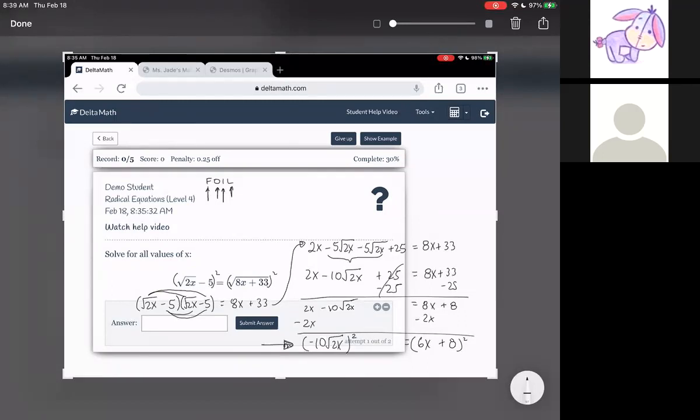So negative 10 square root of 2x squared will literally be, well, what is negative 10 squared? And then what is the square root of 2x squared? So that's kind of how I'm expanding that one out so that it'll hopefully break it into easier pieces for us. And then on the right side, we have 6x plus 8 multiplied by 6x plus 8. Okay, and so on the right side, we're going to have to FOIL it. And on the left side, we'll just have to simplify. I'm going to pause here, see if you guys need more time to write.